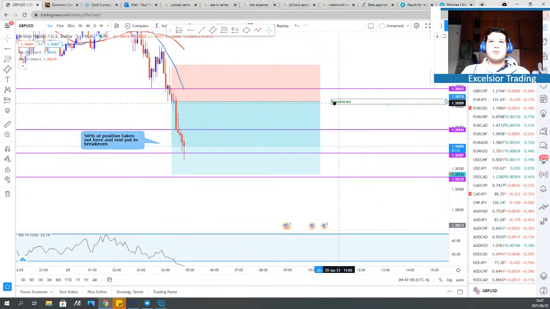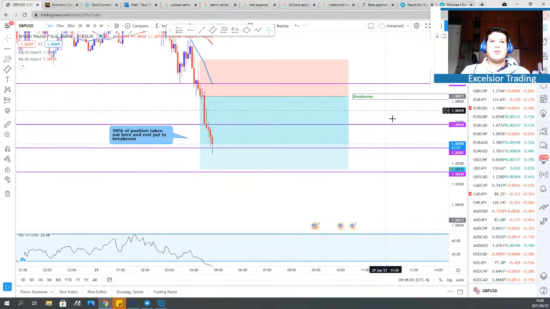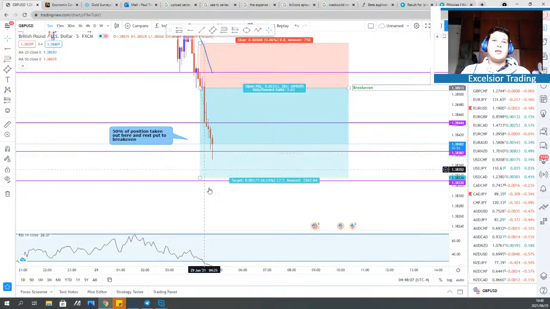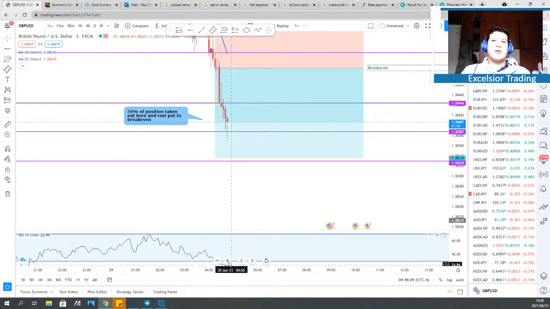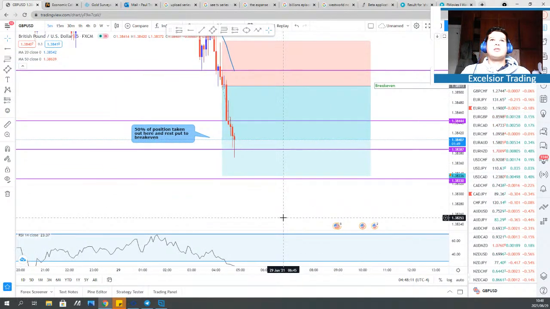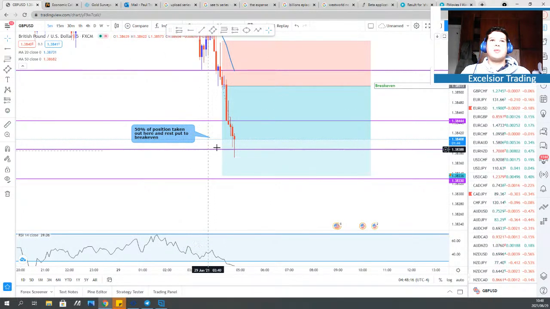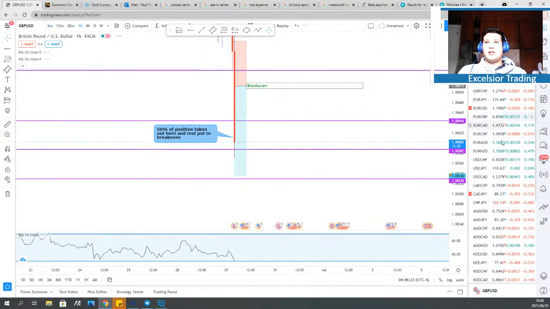So we'll see what happens. Very close to TP, but I'm not gonna take TP here. I'm gonna be patient. Like look at that RSI. So that's why I said putting a stop loss here once price comes back here and taking 50% of the position. But all right, I'm just gonna leave this trade. Let it do its thing.